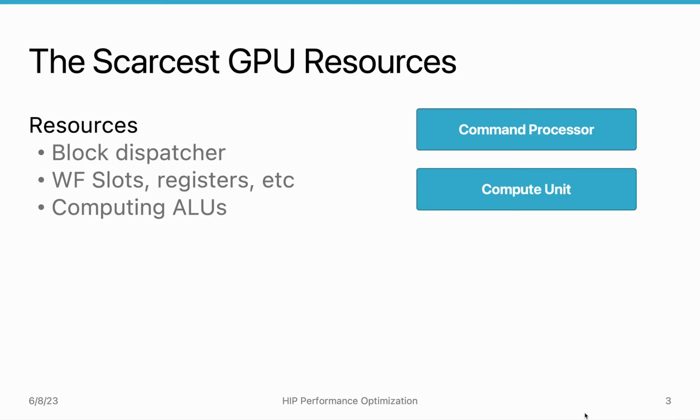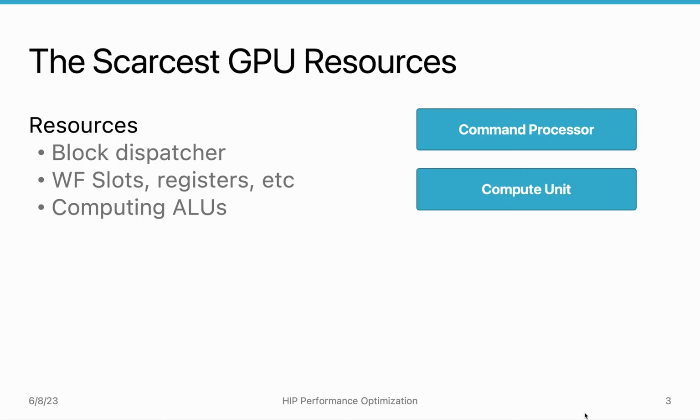Then we have the compute unit. A compute unit has some resources of its own and can execute a certain number of wavefronts. As we talked about in section 5, a compute unit typically has 40 wavefront slots, a certain number of registers, scalar registers and vector registers, and also the local data share storage space. If we run out of this space, the compute unit cannot execute more wavefronts at the same time.